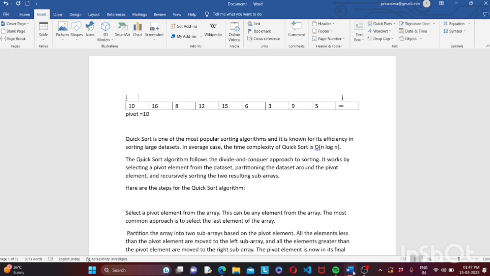It works by selecting a pivot element from the data set. Here, if we can see in the example above, we have selected our pivot element as 10. Then partitioning the data set around the pivot element and recursively sorting the two resulting sub-arrays. Now here are the steps for the quicksort algorithm.